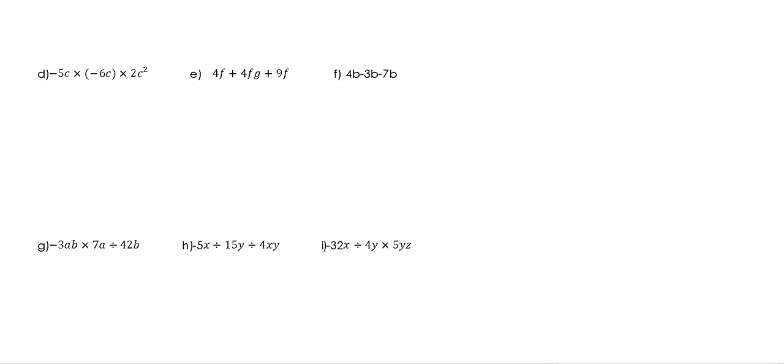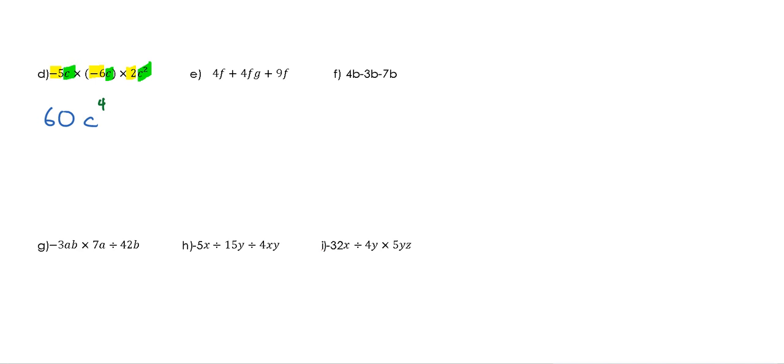For question number D, once again, highlight your numbers as mentioned in Mr. Vidic's video there. So negative 5 times negative 6 times 2, that's going to be 60. And then I have 4 C's. The 4 C's are highlighted in green. There's 2 there, 1 there, and 1 there. So this would be C to the power of 4.